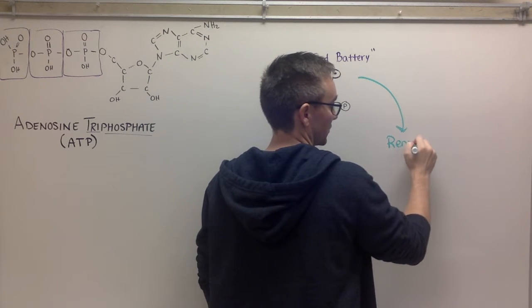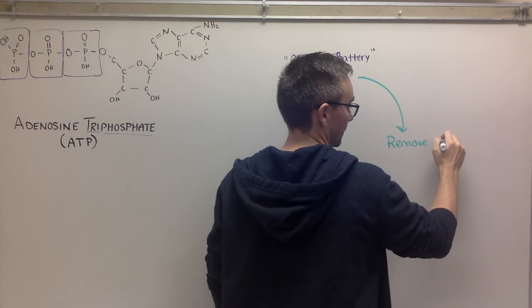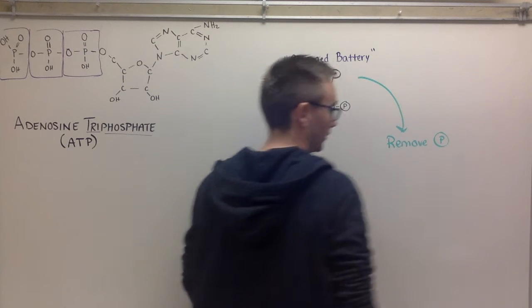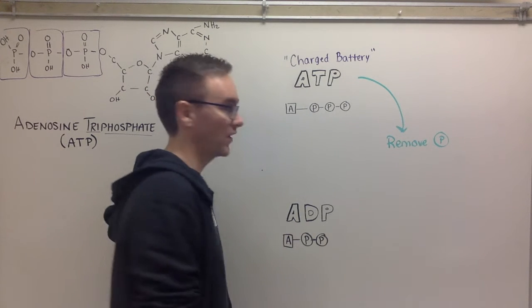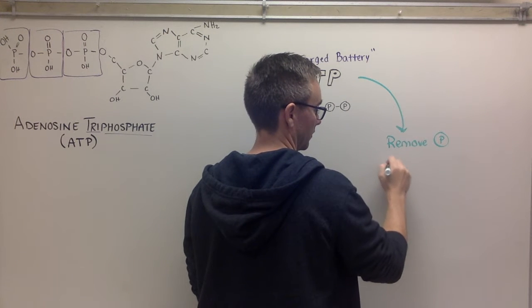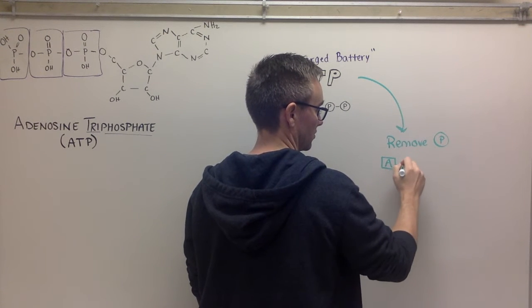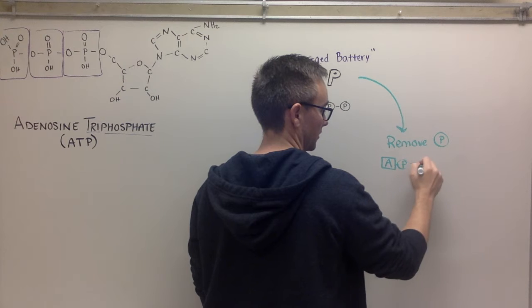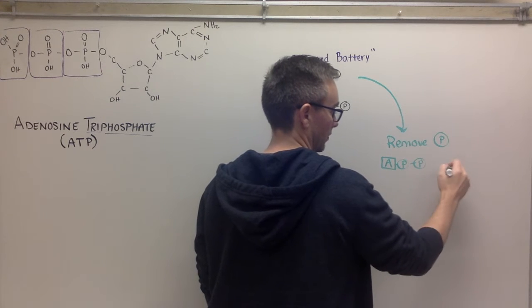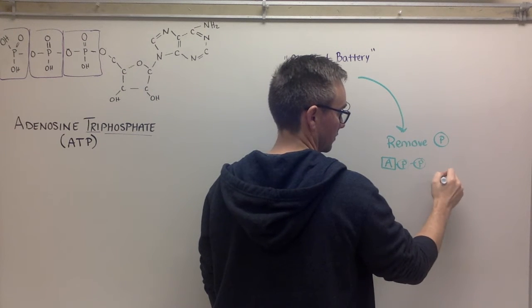So we remove a phosphate, leaving us with just two of them at this point. We break off that one.